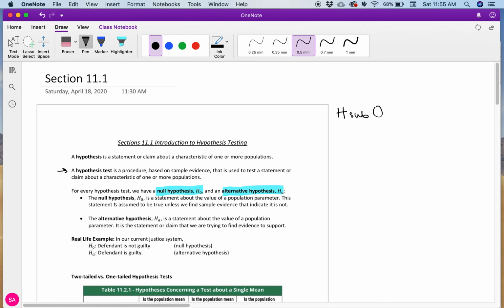What's the difference? The null hypothesis is a statement about the value of a population parameter. This statement is assumed to be true unless we can find sample evidence to indicate that it's not. So yeah, the null hypothesis is what we already believe to be true. And then the alternative hypothesis is another statement about the value of a population parameter, but more specifically, this is the statement or claim that we are trying to find the evidence to support. So this is what we're trying to prove.